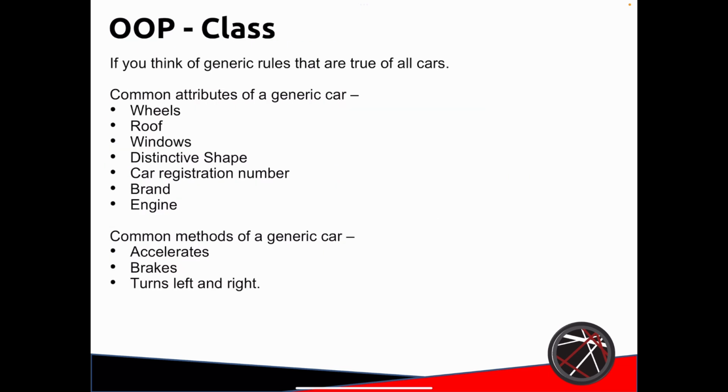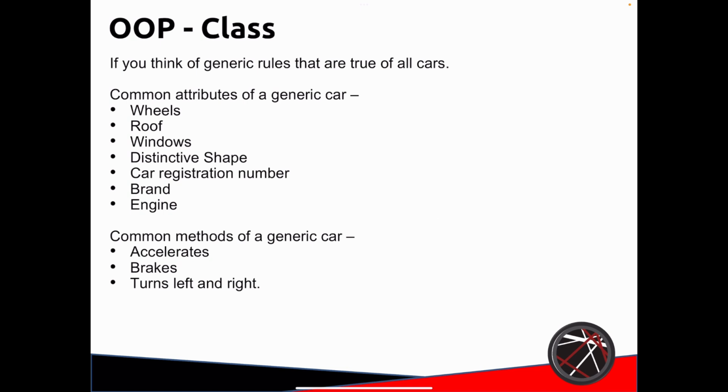So when we're talking about a class, like I said, we're talking about generic things. So we can talk about a car, for example. All cars have roughly these qualities. They all have wheels, they all have a type of roof, they all have windows, they all have a car registration number, they all have an engine, they all have fuel. There's all sorts of things we can say are true of every single car. What we can also say about cars is that they accelerate and they brake and they turn left and they turn right. So in other words, they perform actions.